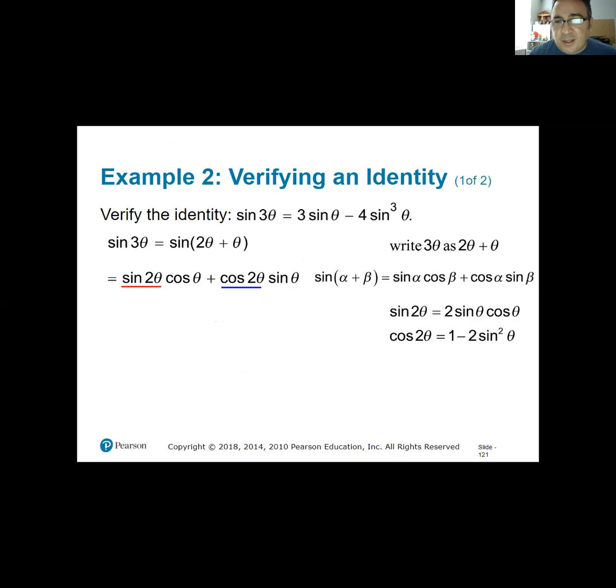So the rest stays the same, but for sine of 2 theta, we're going to replace it with 2 sine theta cosine theta. And cosine of 2 theta, we're going to replace with 1 minus 2 sine squared theta. We're almost there. And now we just have to multiply what we can multiply together. So let's see. We have 2 sine theta. What's cosine theta times cosine theta?